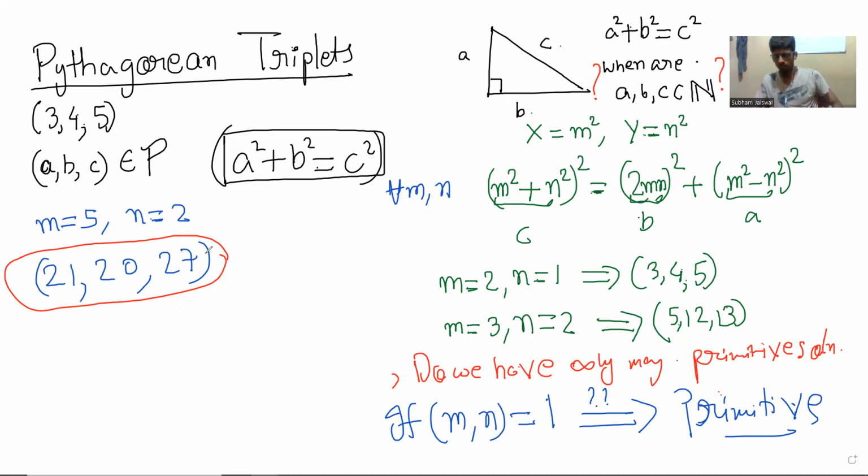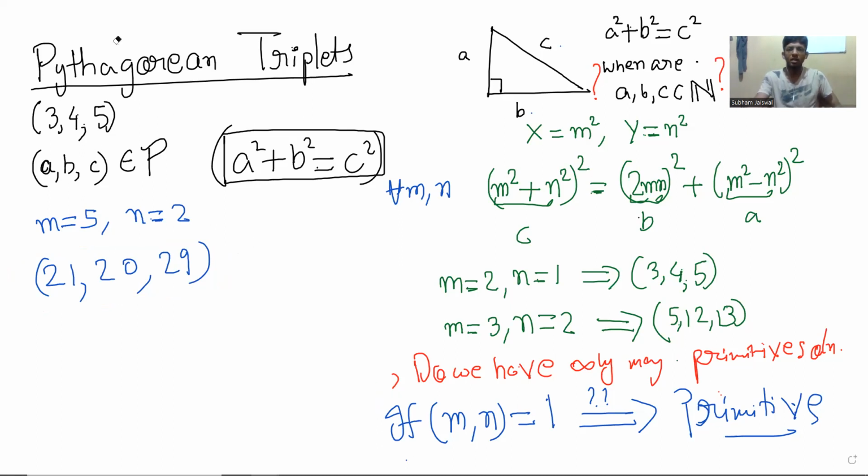Sir, won't it be 29, 20, and 21? Oh, yeah, 29. Right. But is the solution primitive? Yes, because there is no common factor. Good, so this is a primitive solution. We'll come back to that. This can give us a way to generate primitives.